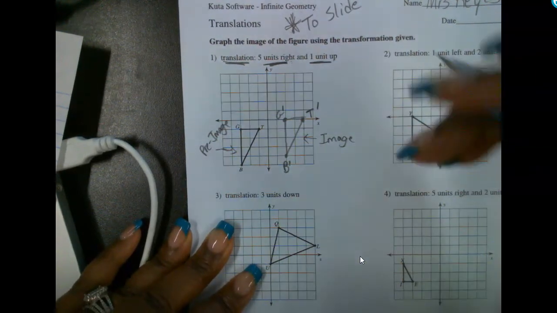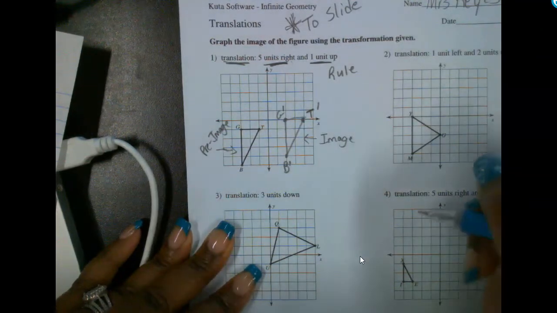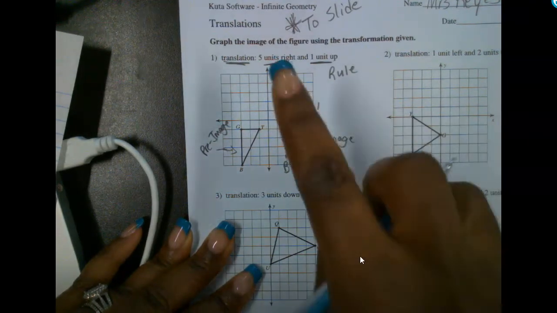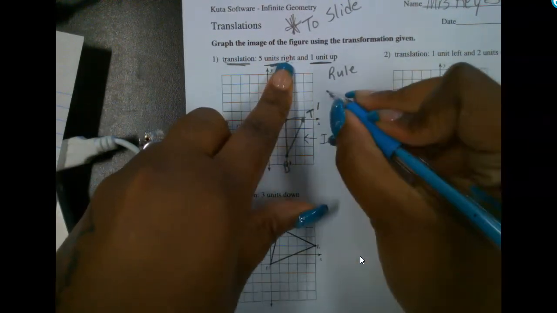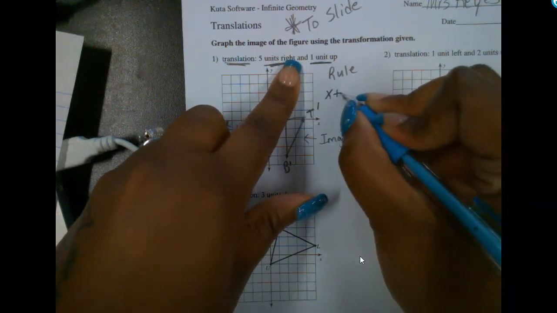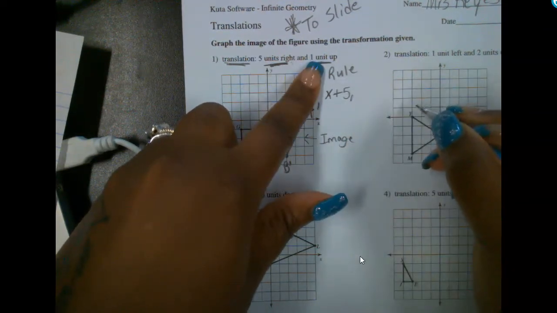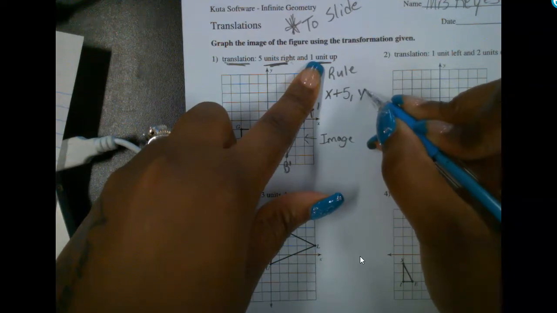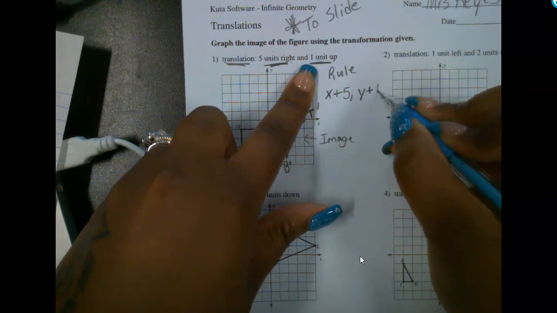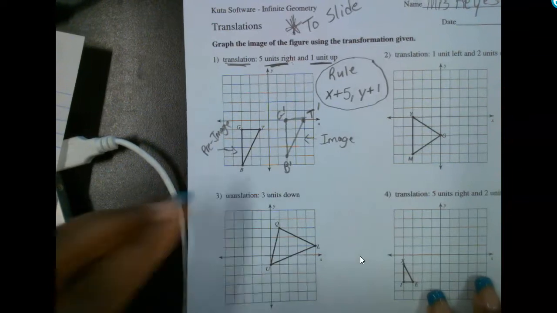Now, I'm going to rewrite the rule for this, okay? Rewrite the rule. This is another way you'll see it. Remember, left, right is X, up, down is Y. This is saying to the right, so that's X, okay? Right is adding, and how far are you going to the right? 5. This is saying up, so it's talking about Y. Since it's up, it's plus. How far are you going up? 1. So this is another way to write that rule.